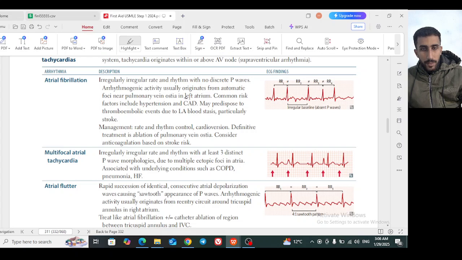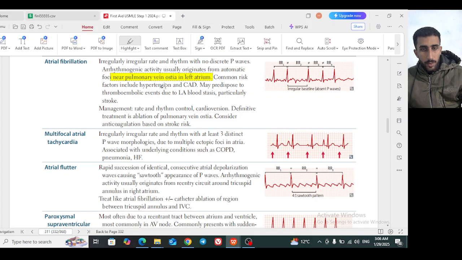The arrhythmogenic activity usually originates from an automatic focus. The place of the automatic focus is very important. It is near the pulmonary vein ostia in the left atrium. You have to memorize that very well. For atrial fibrillation, the origin is the left atrium, specifically near the pulmonary vein ostia.